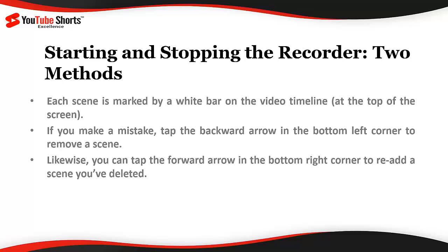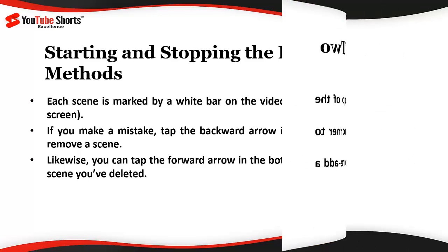Each scene is marked by a white bar on the video timeline at the top of the screen. If you make a mistake, tap the backward arrow in the bottom left corner to remove a scene. Likewise, you can tap the forward arrow in the bottom right corner to re-add a scene you've deleted.